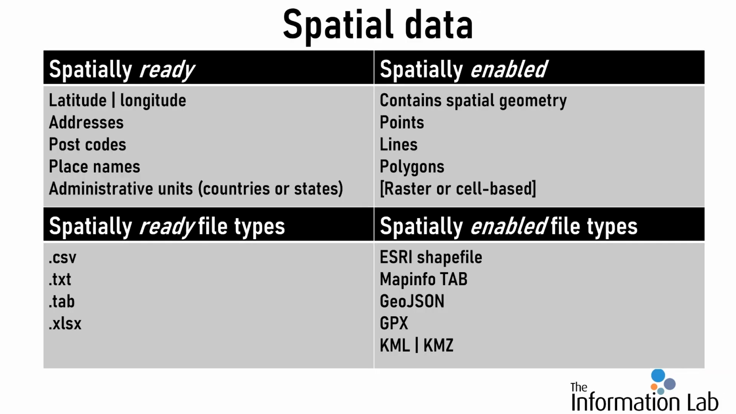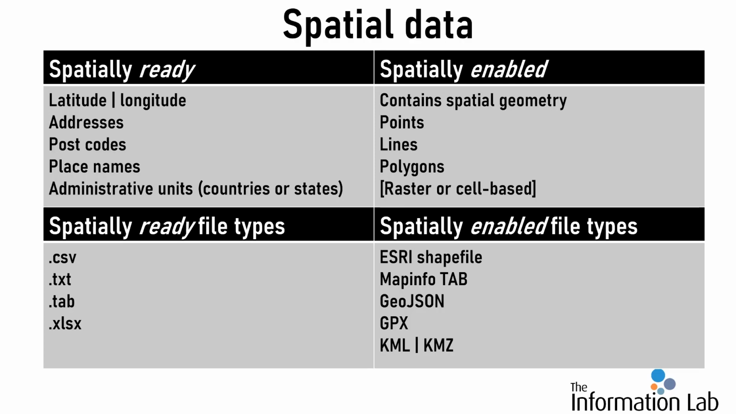We begin with a quick foray into spatial data. For our purposes, there are two main types: spatially ready data and spatially enabled data. Our spatially ready data are typically coming in flat files or Excel sheets.